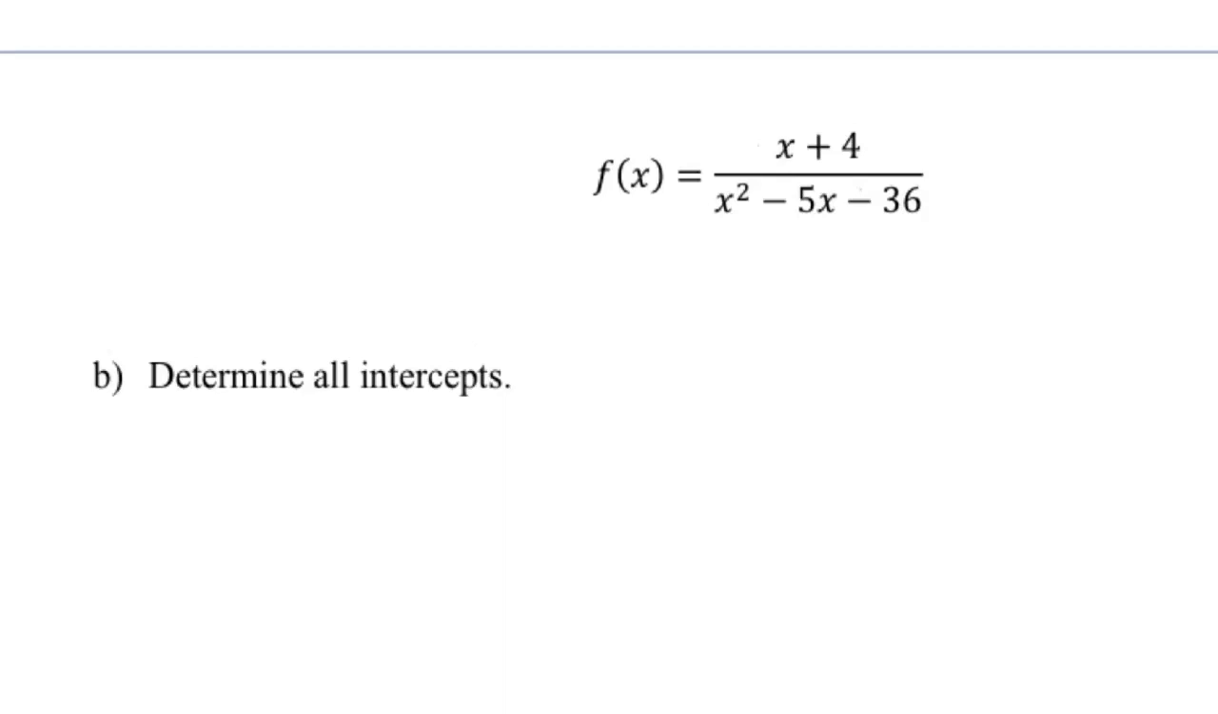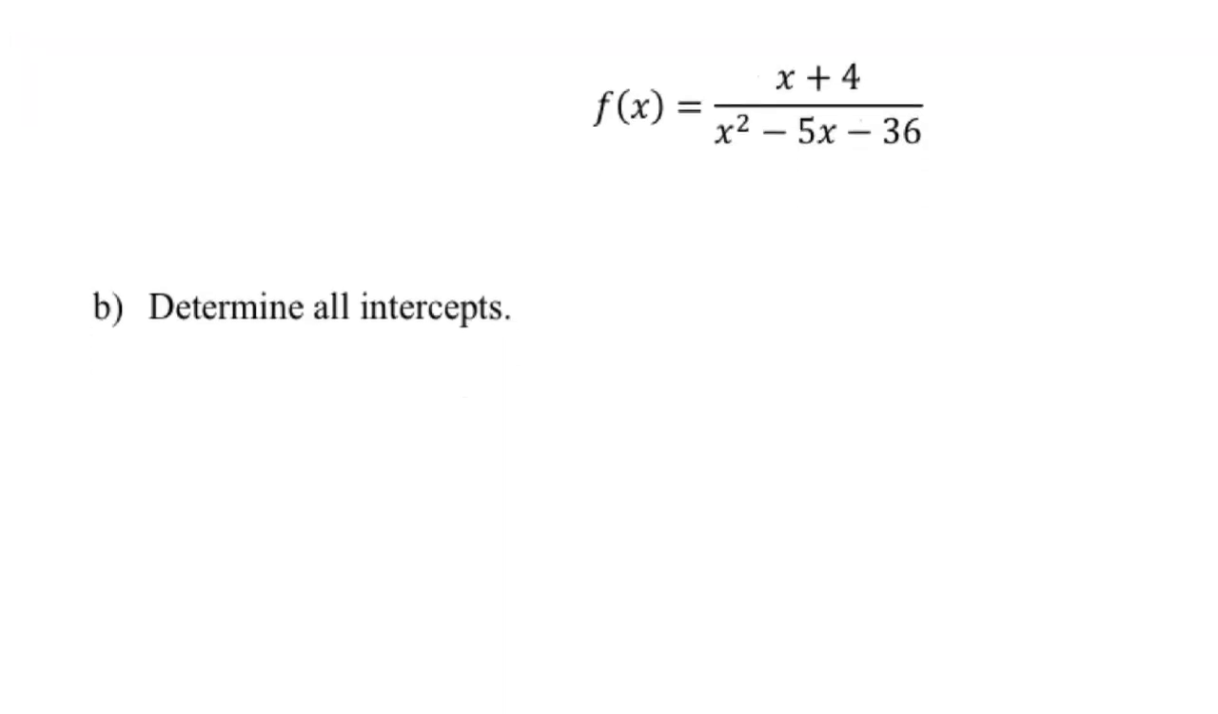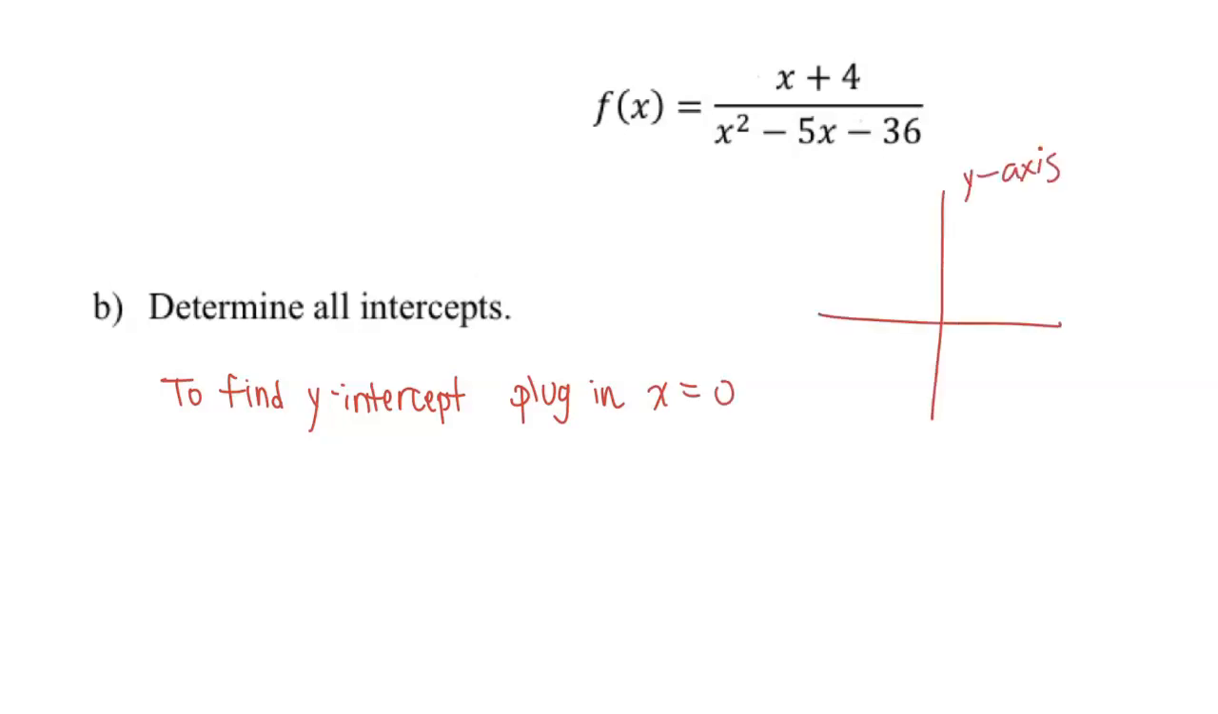All right, part B is asking us to find all intercepts of this graph. Let's do one at a time. Let's find the y-intercept first. To find the y-intercept, plug in x equals 0. Because to be on the y-axis, on this line right there, you cannot go to the right or left. You have to be at an x value of 0. That's why we're going to plug in x equals 0 to find any y-intercept.